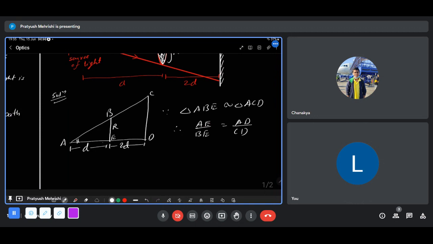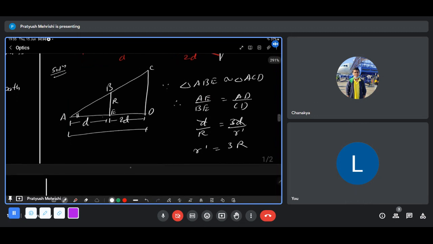Now, what is AE? AE is small d. What is BE? BE is nothing but radius r. What is AD? A to D total side is 3d. And CD we need to find out. CD is the radius. Let us name this radius r dash. The 3d cancels out, and r dash will be 3 into r. R dash is 3r.